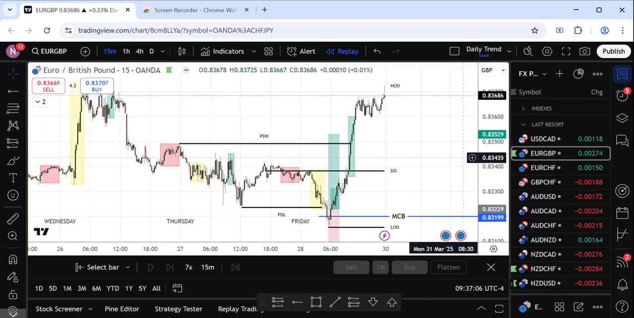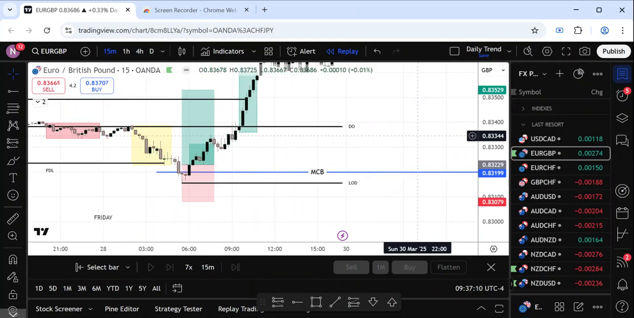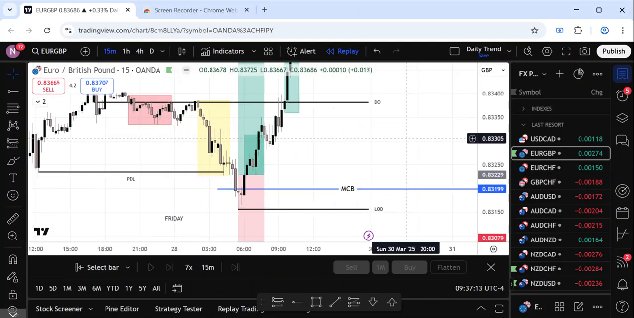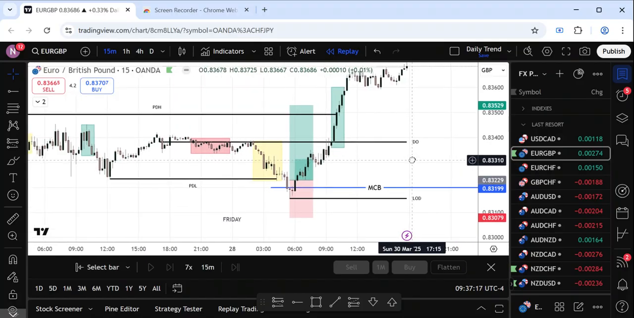This is just textbook right here. I still have it marked up, so I'll just leave it as it is. The low of the day held, and so did the money candle. Yeah, this was a great day for me. This and the yen were probably my favorite trades of the week.